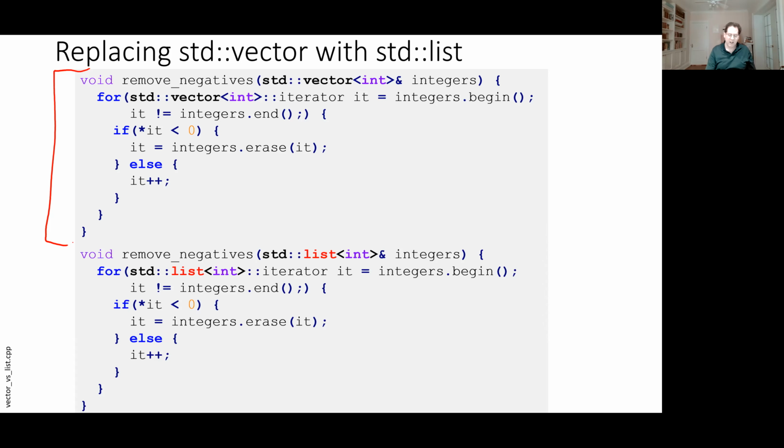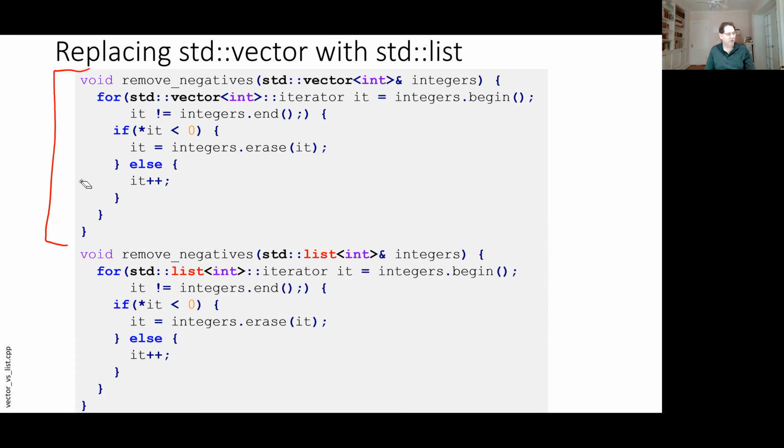Okay, so you literally just change the word vector to list in the places where we declared the vector of integers and where we declared the iterator, and everything else works the same. And it works the same because we have the same member function names. We're using begin, we're using end, we're using dereference operators. Those work the same for all of these iterators. So we don't have to change anything else. The code that gets generated by the compiler is different, but we didn't have to change anything else.